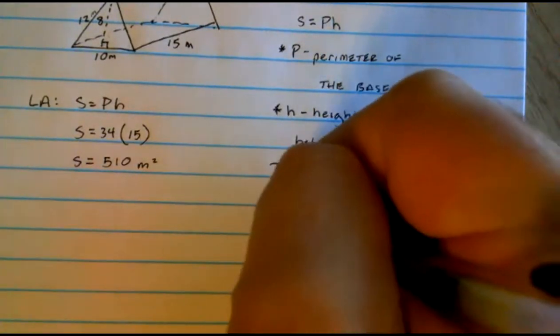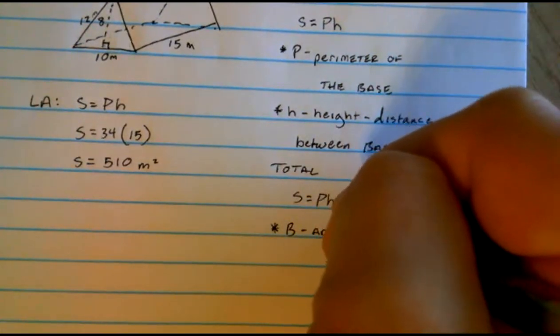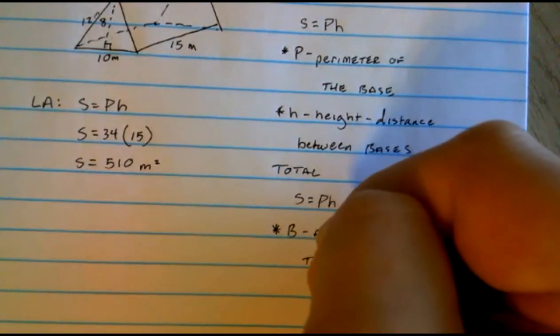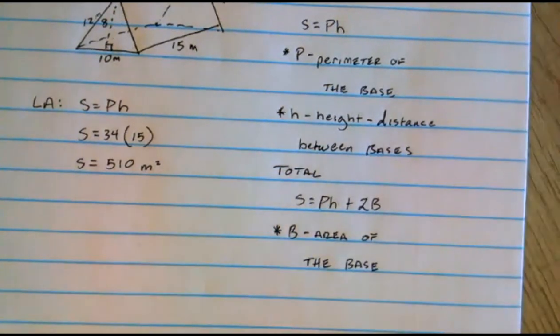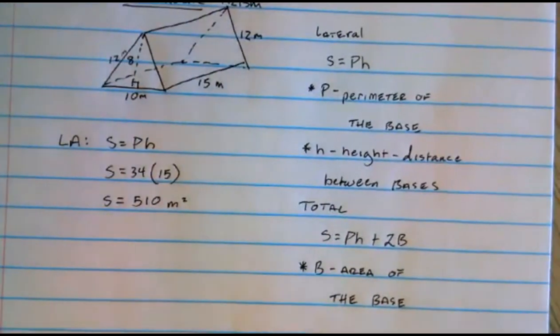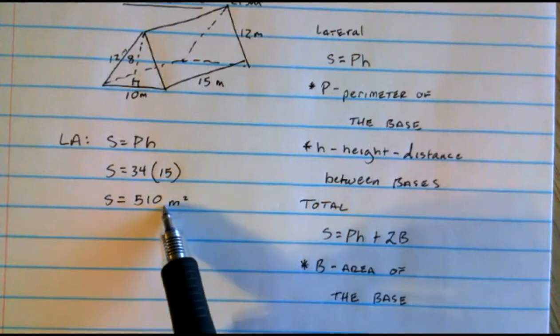And a lot of you are ahead of me already. You know where I'm going with this. Capital B means the area of the base. Okay, and that's important because we need to be able to identify the bases in our shape, because all I'm going to really do is add 2 of those areas to what I already have.